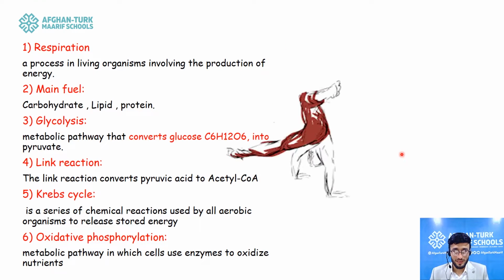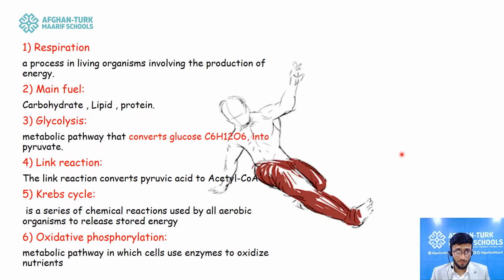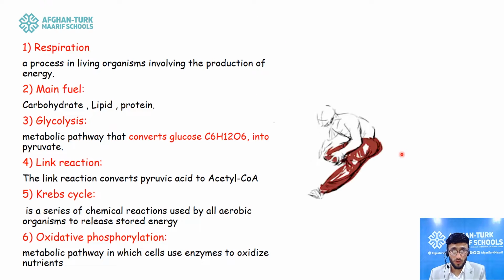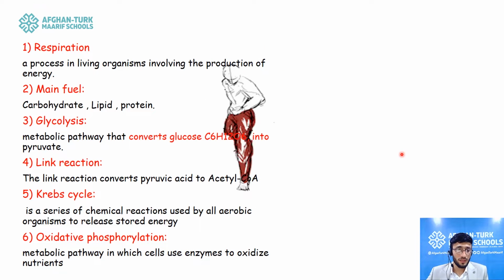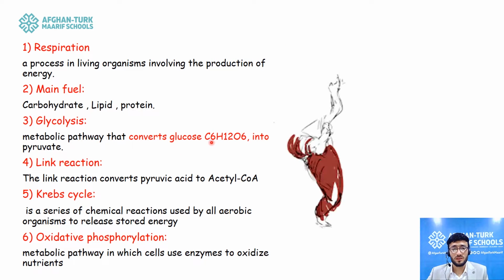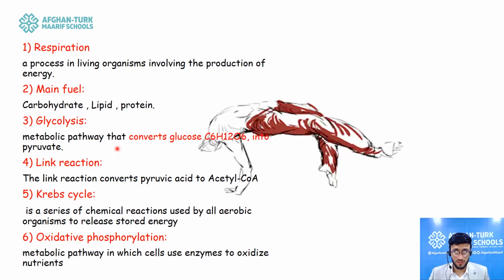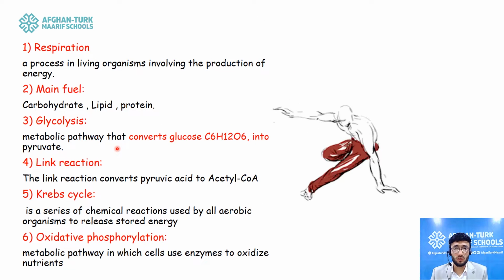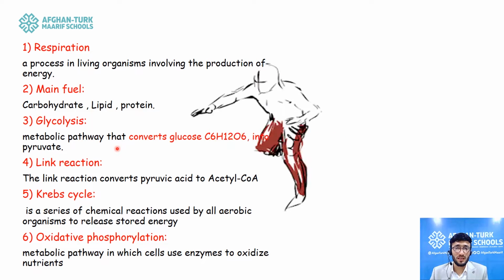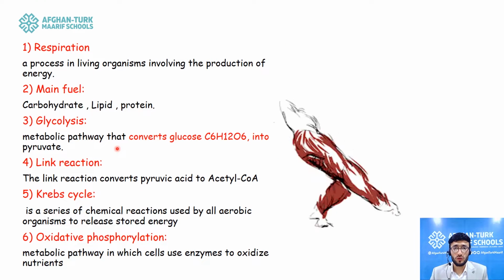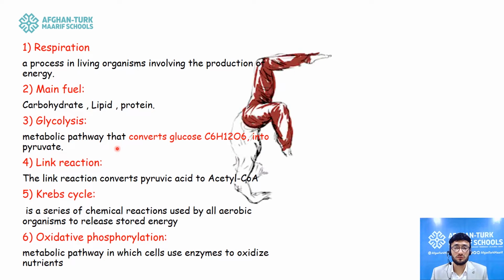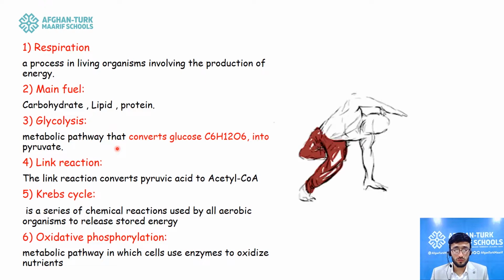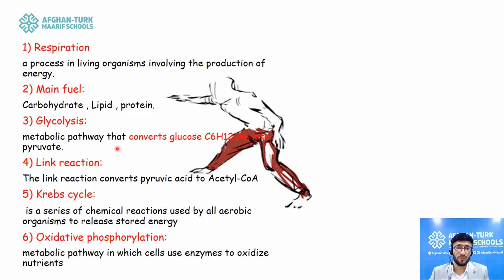Glycolysis, as it is referring from its name, means the splitting of glucose, or it is the metabolic pathway that converts glucose into pyruvate. It means in this process, which we call the first step of ATP production, glucose is going to be split into other molecules that are named pyruvate.